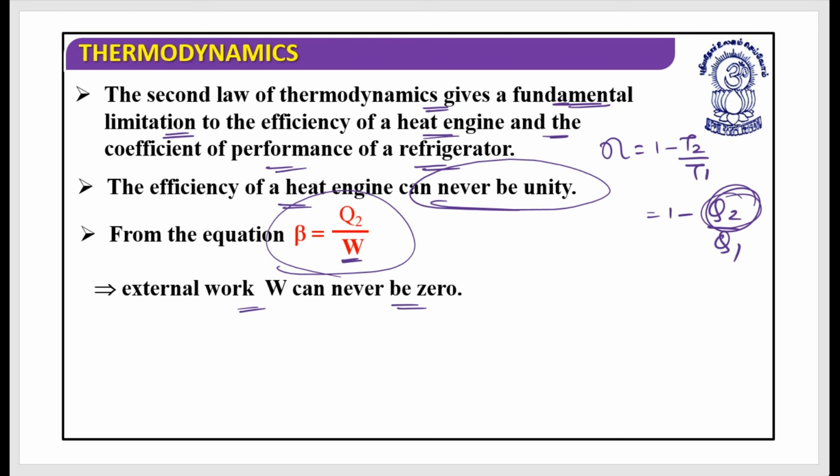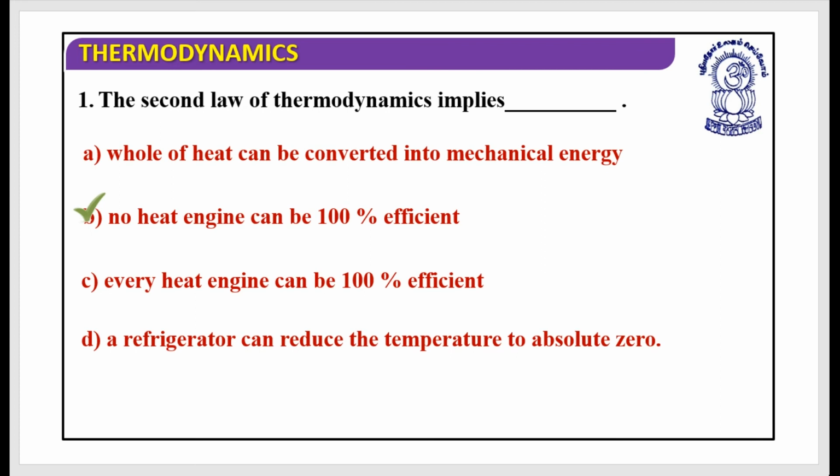Great. So now let's look at certain quick questions. It says that the second law of thermodynamics implies that whole of heat can be converted into mechanical energy. No, it is incorrect. No heat engine can be 100% efficient. Every heat engine can be 100% efficient? No. A refrigerator can reduce the temperature to absolute zero? No, this is not possible. So the second law of thermodynamics implies that no heat engine can be 100% efficient. This is the correct option.